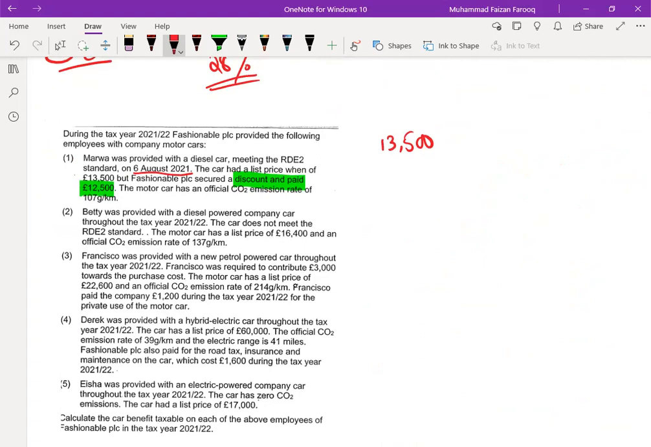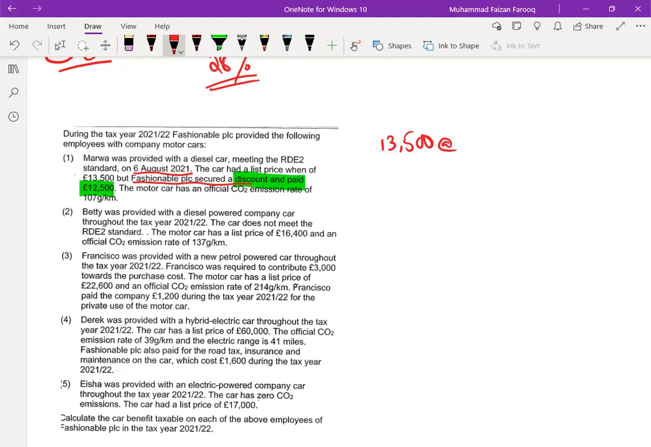Okay, so this is paid by the company to purchase the car. This is not a contribution towards use. Contribution towards use is always paid by the employee to the employer. This is not paid by the employee. This is company paid to purchase the car, right? So that's why it's ignored. We are going to ignore it.